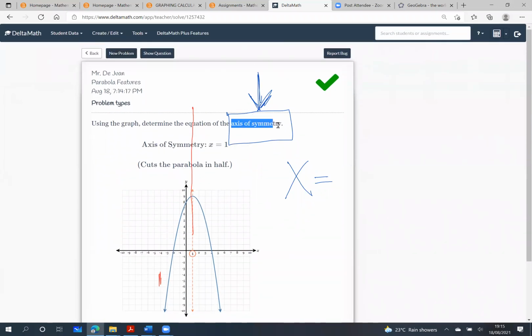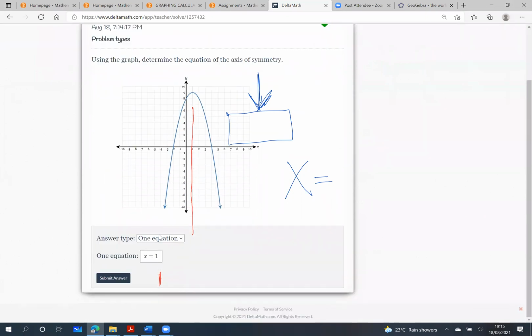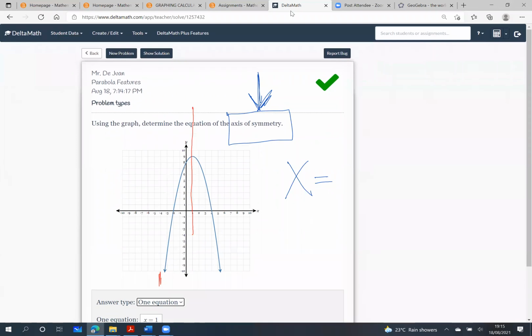For axis of symmetry, I'm going to show the question again. You must always choose one equation. It's the only option where you choose one equation, okay? I hope that makes sense. These are the ones I'm hoping everyone gets right, okay?